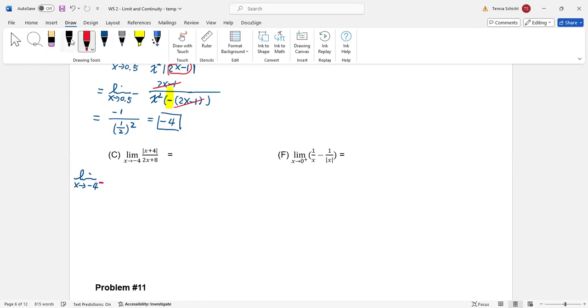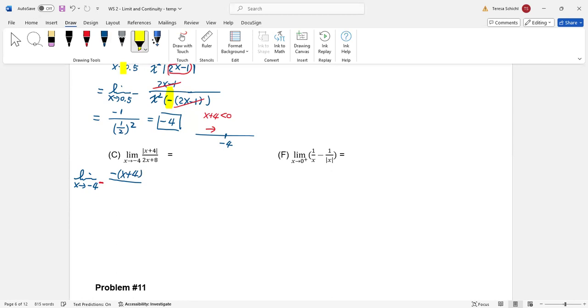If you approach from the left-hand side of negative 4, what happens to x plus 4? It will always be less than 0. For example, if you say negative 5, it is always less than 0. Because it's less than 0, how do you break it? You put a negative sign in front of x plus 4.